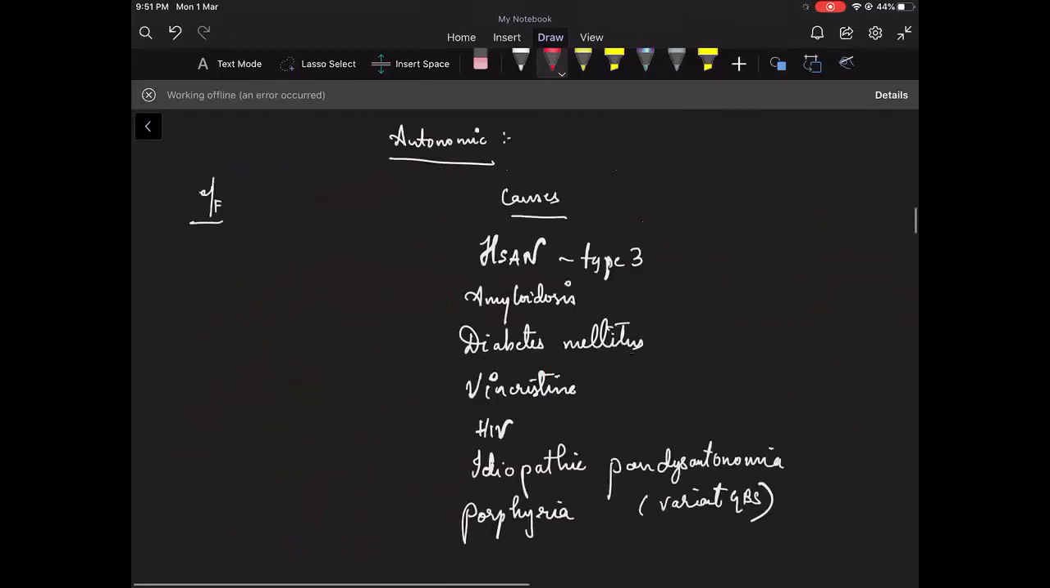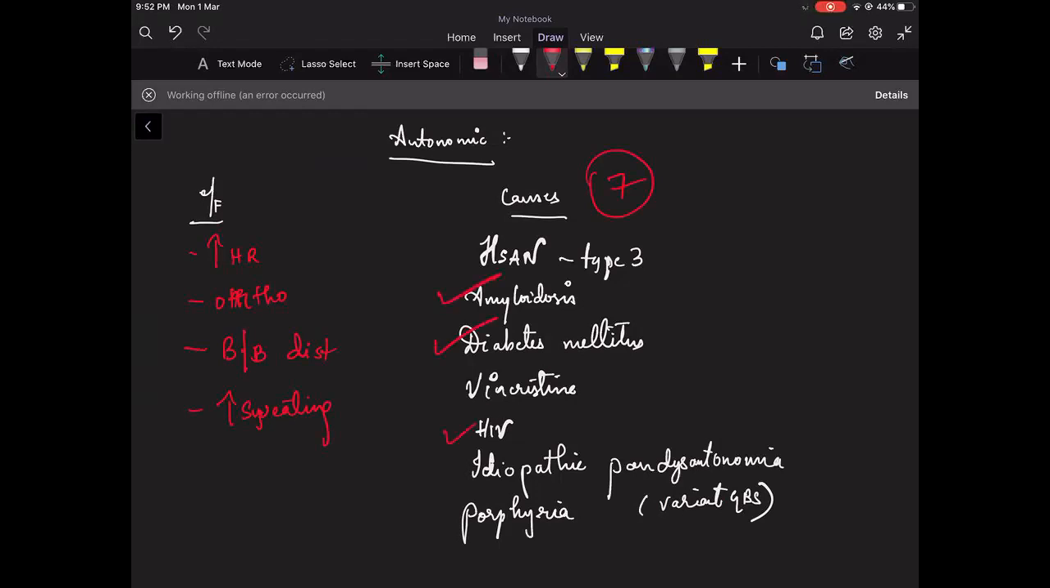Autonomic causes are where the patient will typically have only autonomic symptoms. So the patient will be having increased heart rate, orthostatic hypotension, bowel and bladder disturbances, and increased sweating might be noted. All are presentations of autonomic symptoms. And the causes here are a total of 7. Could be amyloidosis, could be diabetes, and HIV also. And other causes include porphyria. There is a variant of GBS where only autonomic involvement will be there, and it is usually less common.